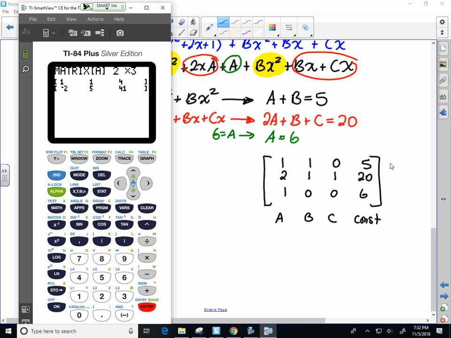This time it's a 3x4 matrix. So 1, 1, 0, 5. 2, 1, 1, 20. That's 120 for some reason. Figure that. 120. 1, 0, 0, 6.